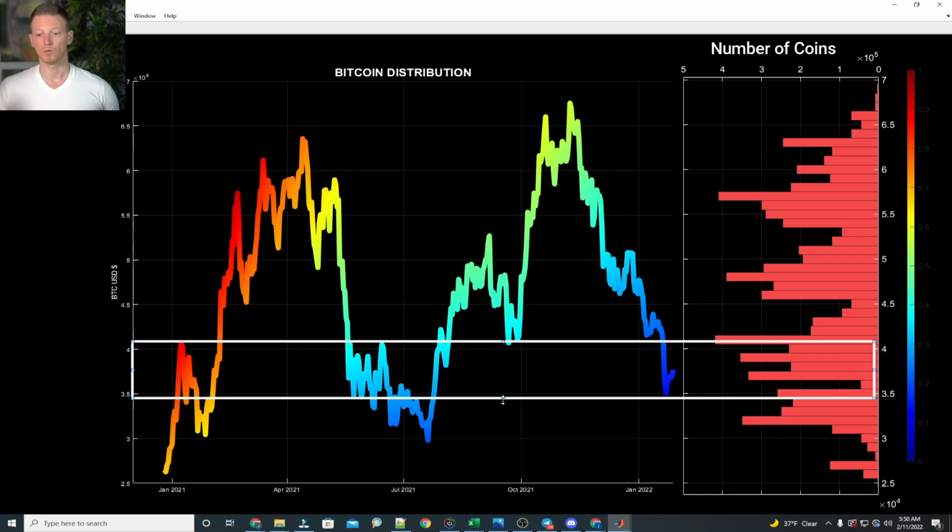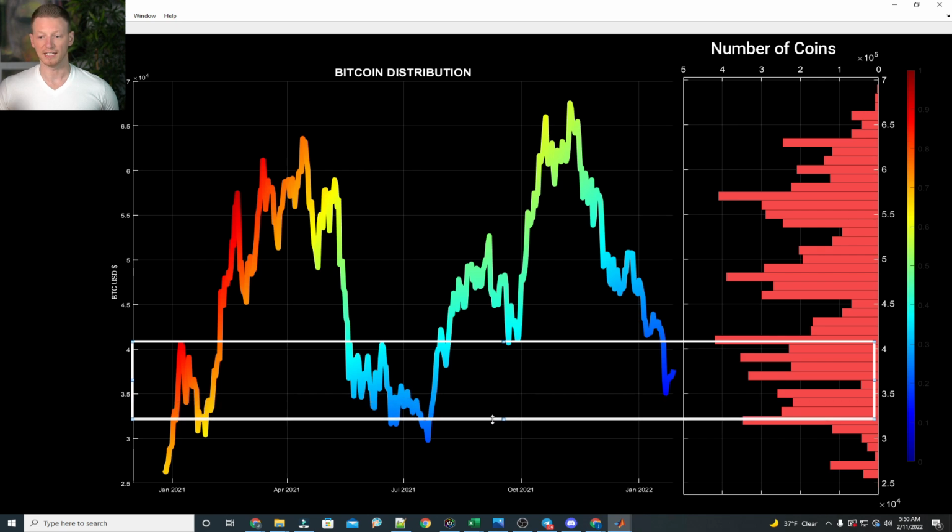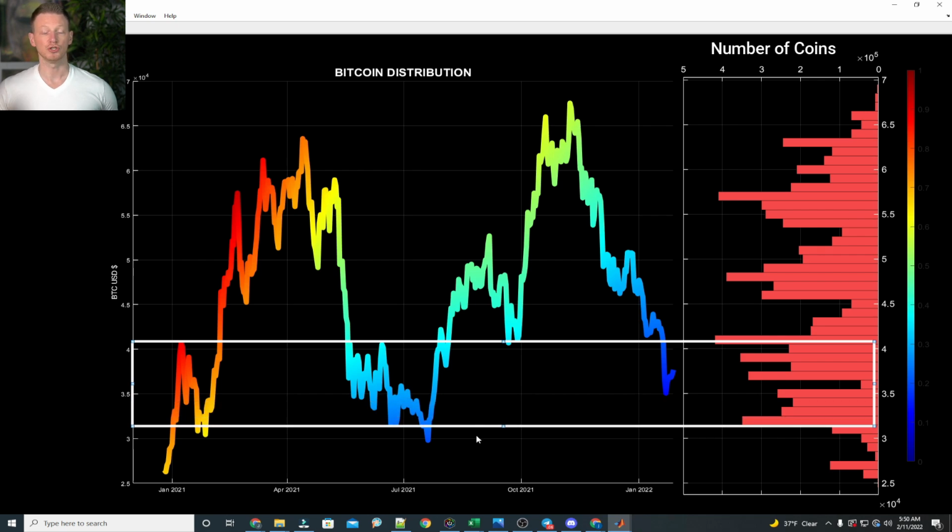And if you go even further than that, if you go down to this 32k level, we see that there is just an extraordinary number of coins held at this level. In fact, currently, approximately 15% or more of the entire supply of Bitcoin is held in this level. So what does that tell us?